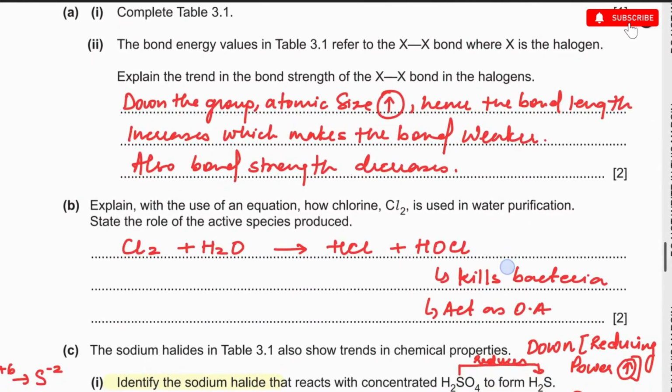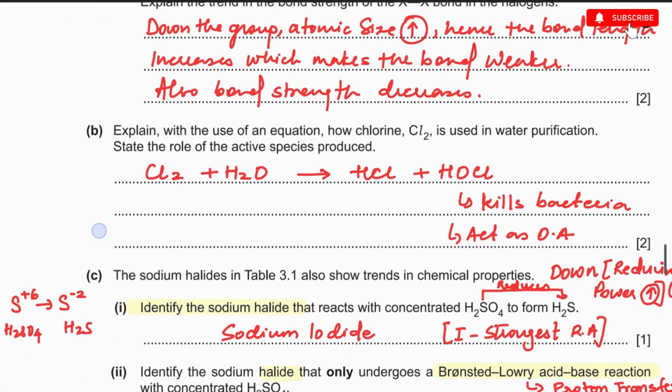Next question. Explain with the use of an equation how chlorine, Cl2, is used in water purification. Now, they have asked about water purification, so we need to state the role of the active species produced. First we will deal with chlorine and water, right? When chlorine reacts with water, it will give us HCl and HOCl. HOCl acts as, because we need to talk about the role, this kills bacteria and also acts as an oxidizing agent. Okay, so this is what you can write.